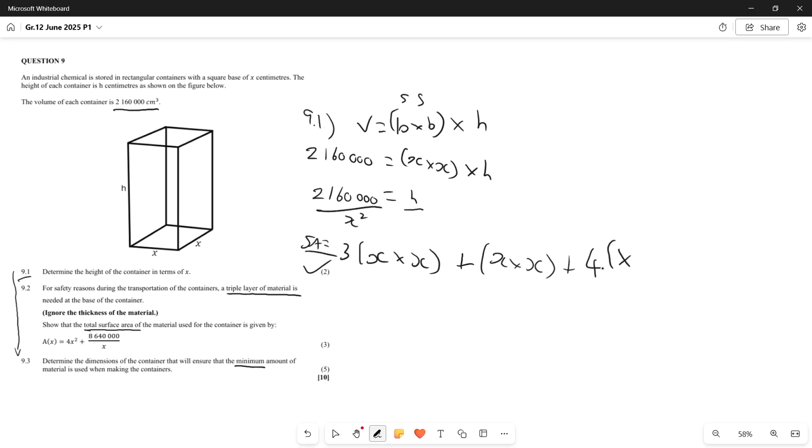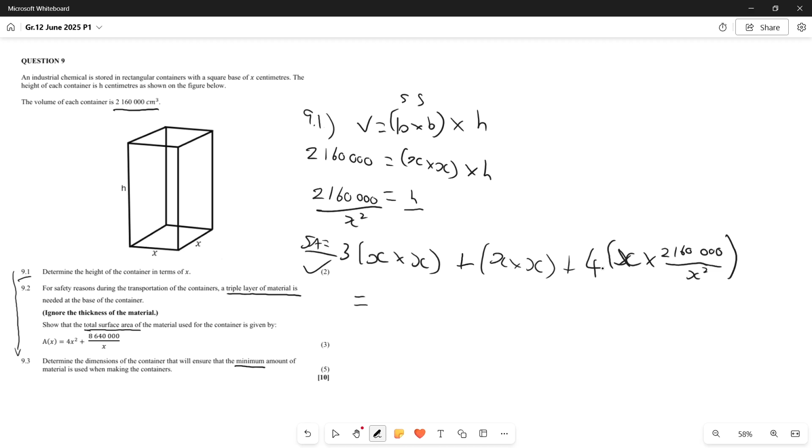But this isn't going to give us this answer because there's no h in this answer. But this is where 9.1 comes in because we have calculated h in terms of x. So we have x, that is x, times 2,160,000 over x squared. So now we have set this up. This is the bottom face times 3. This is the top square face times 1 because there's only one layer. And then we need 4 faces of these rectangles, 1, 2, 3, 4. And then what we're taking is the x times our perpendicular height in terms of x. At this stage, we can solve it.